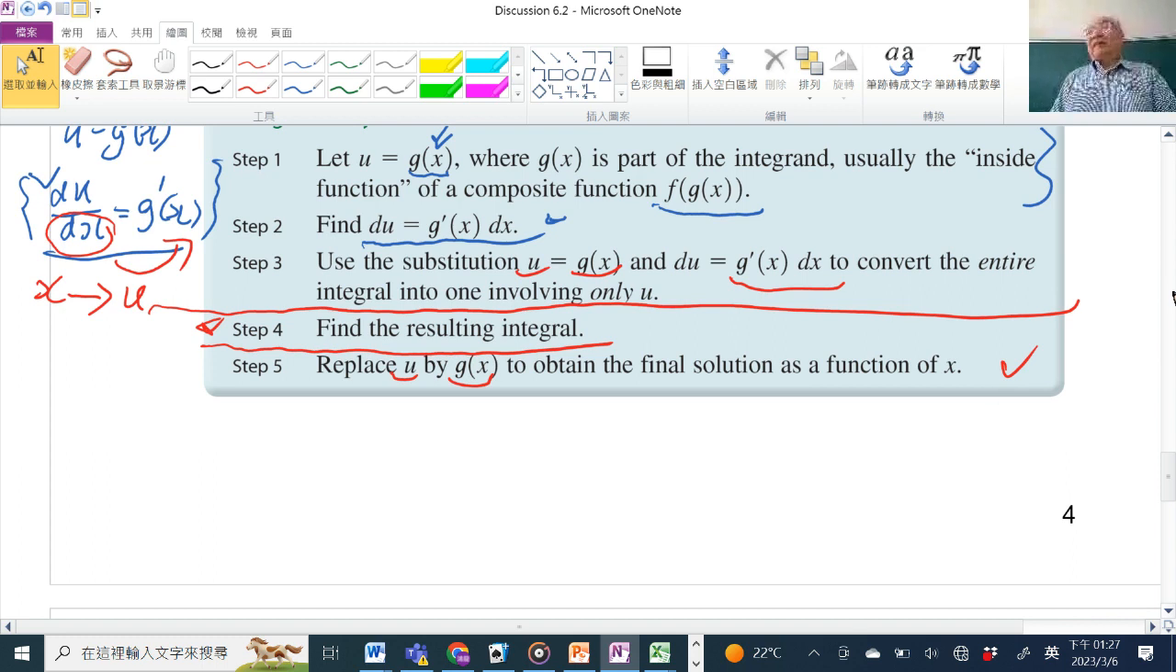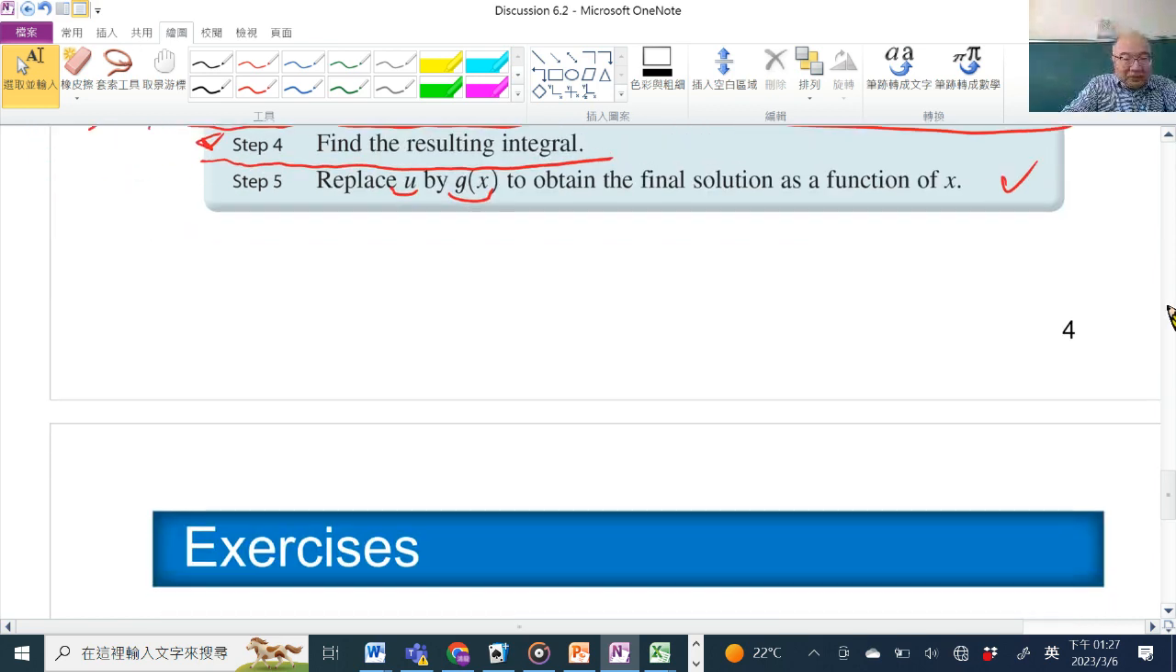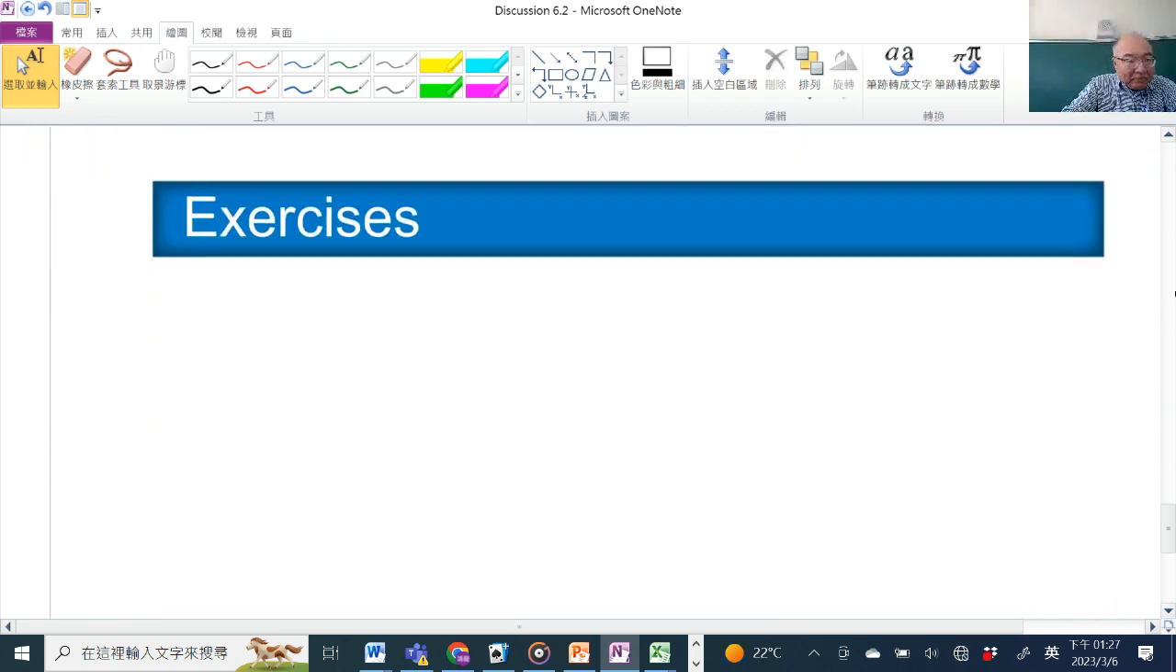Okay, and up to now, any questions? All right, I have quite a lot of exercises to be practiced. The first one is question number 2.